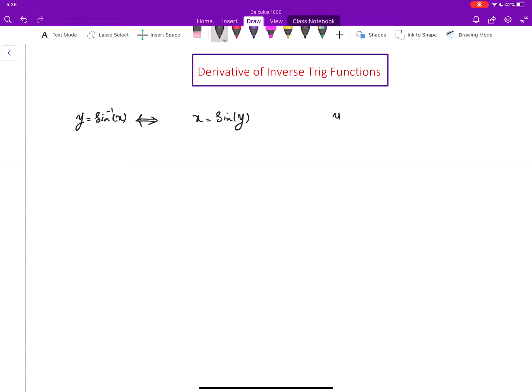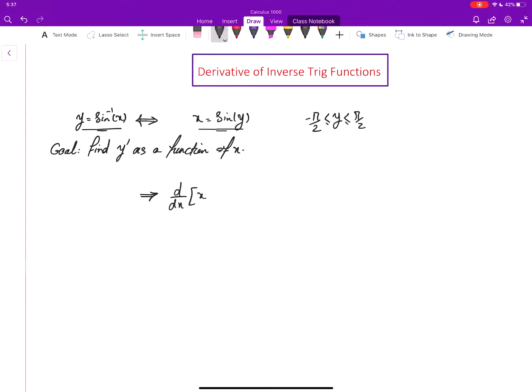Well, we have to be careful. Y needs to be on the interval negative pi over 2 to pi over 2. And the goal, as I mentioned, is to find y prime or dy dx as a function of x, because y is a function of x. So we will use this version here and consider it as an equation in x and y, and start differentiating.